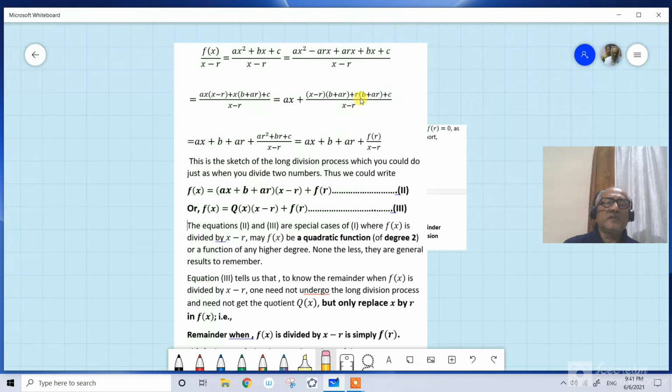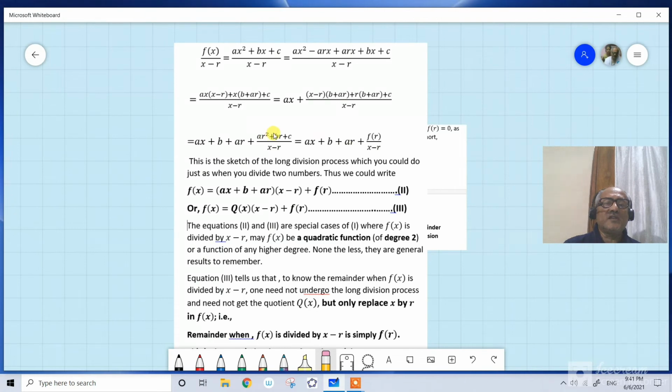Now these terms, b plus ar plus c, don't contain x. So they are constant, a polynomial of degree 0, and they cannot be divided further. So that is the remainder. Simplify this, and what you will get is ar square plus br plus c, and that will be the remainder. The quotient will be ax plus b plus ar.